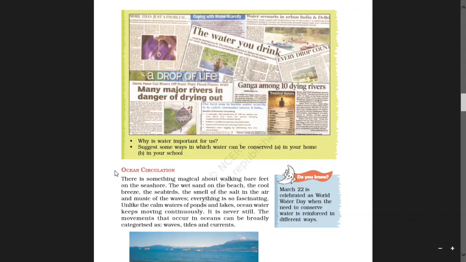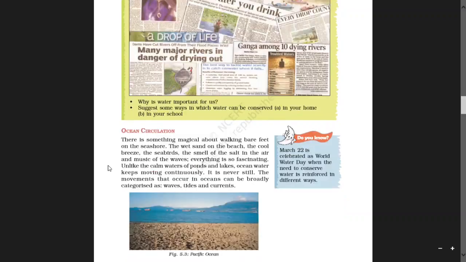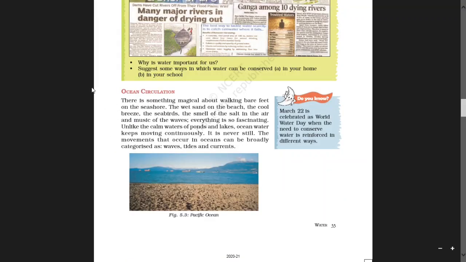And then from the newspaper, you just read it, and then several questions. It has some questions also given here. Why is water important for us? You yourself can answer this, okay? Now, ocean circulation. That is the ocean circulation.